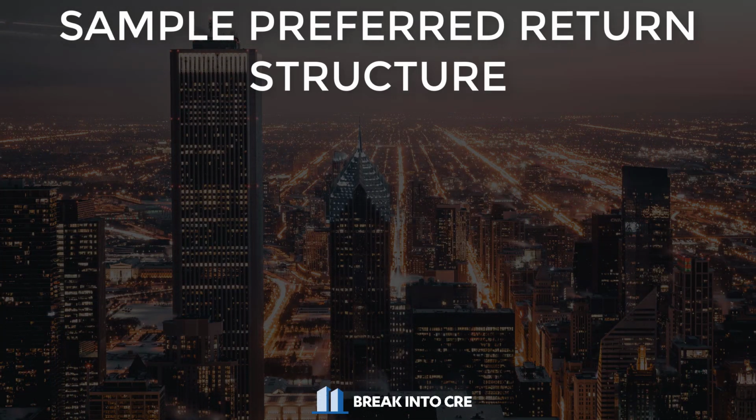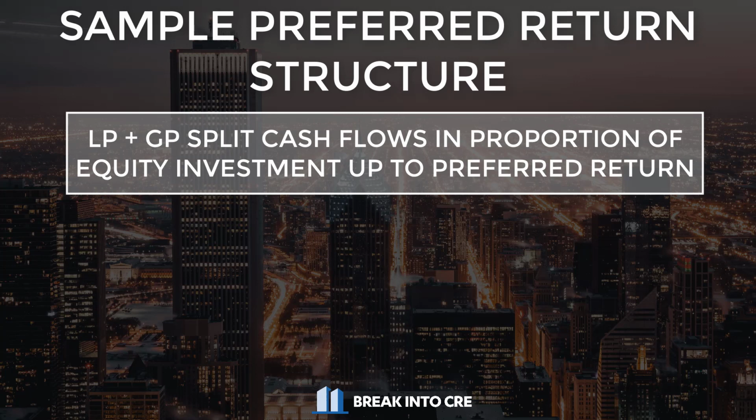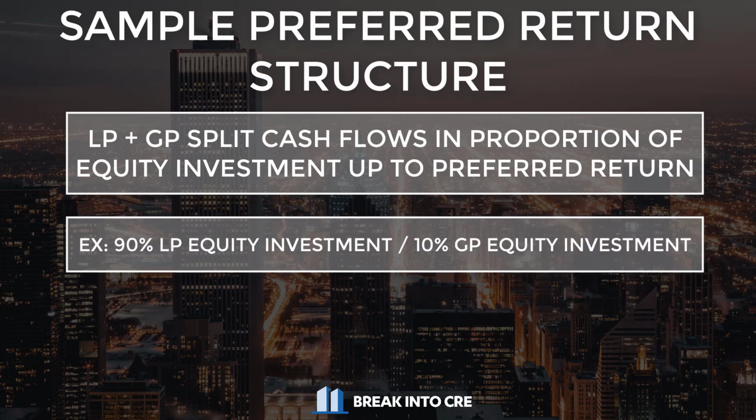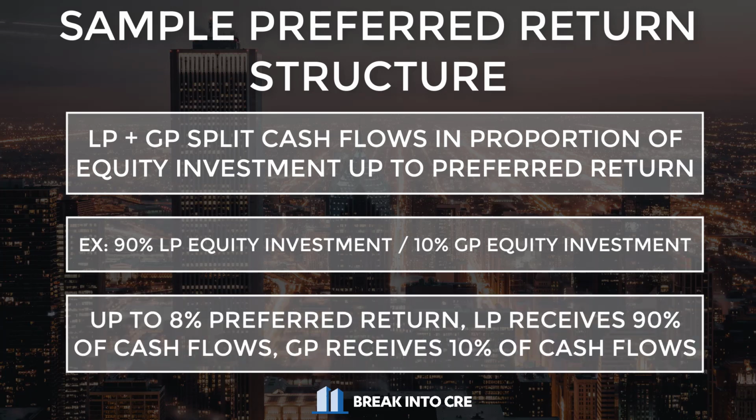So generally how this is going to work in real estate is that the LP and the GP are going to split cash flows in proportion to the percentage of equity that they've invested. So if the limited partner invested 90% of the equity and the general partner invested 10% of the equity, then up to that 8% internal rate of return, or whatever that preferred rate of return is, the LP will get 90% of the cash flows and the GP will get 10% of the cash flows.